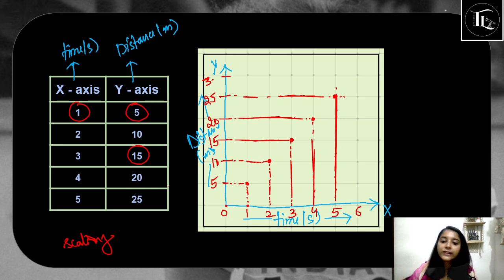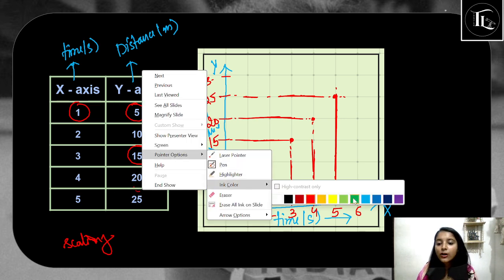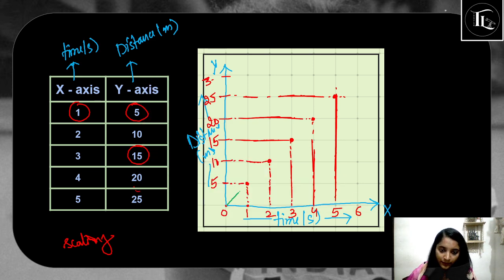And now we can join all these points. The points that we just made, we can draw a best fit line now. See, this green line, that is our data. I hope this is clear to everybody.